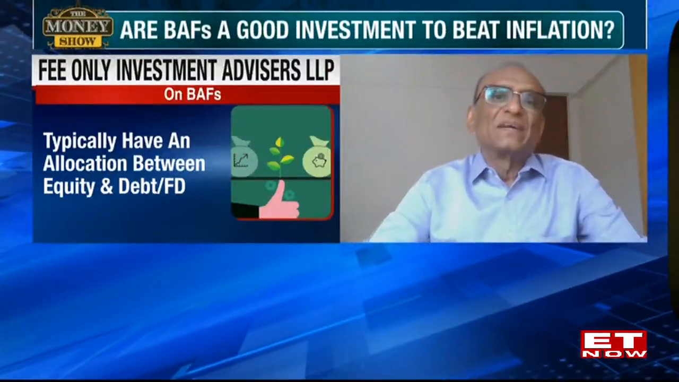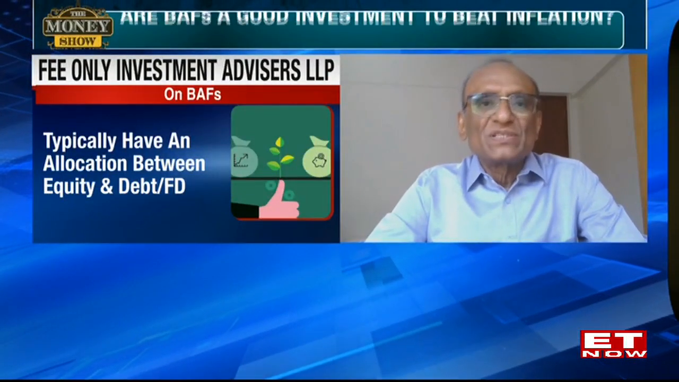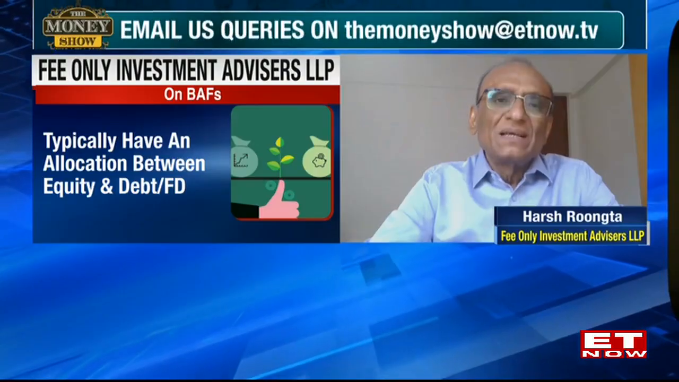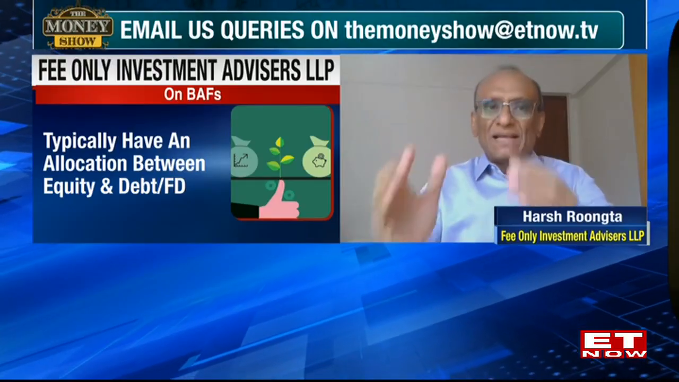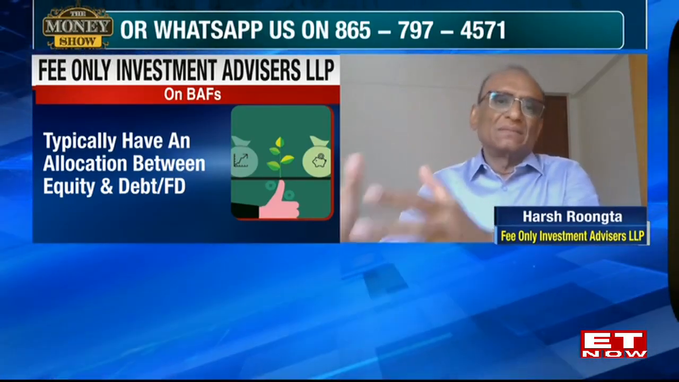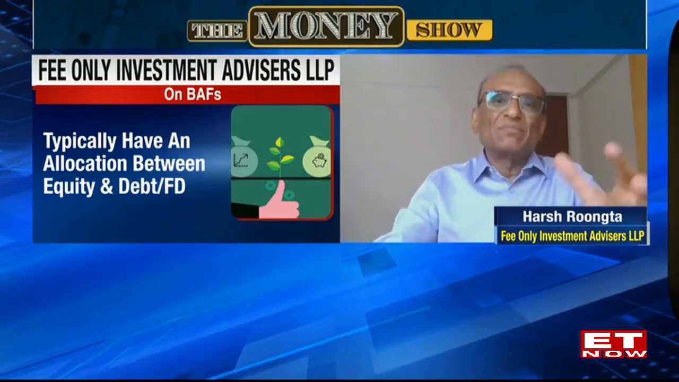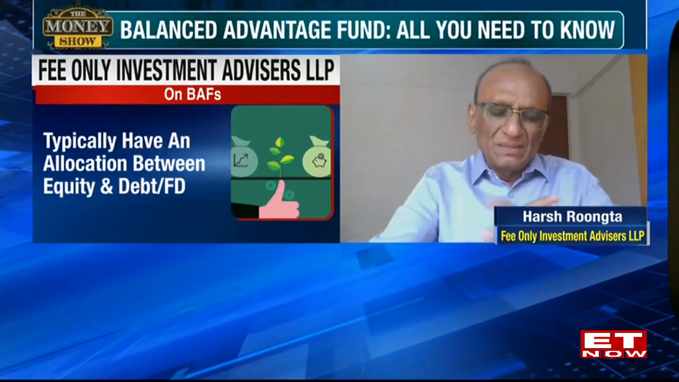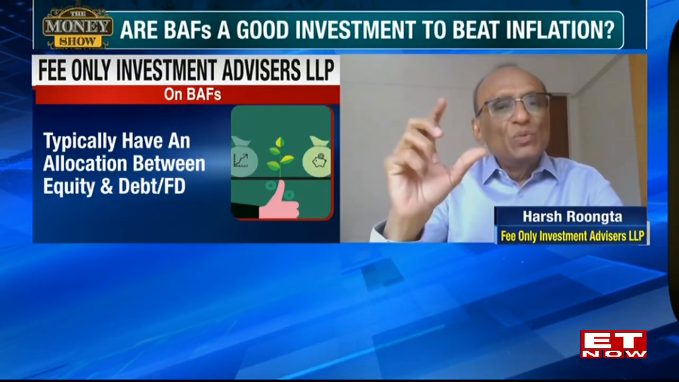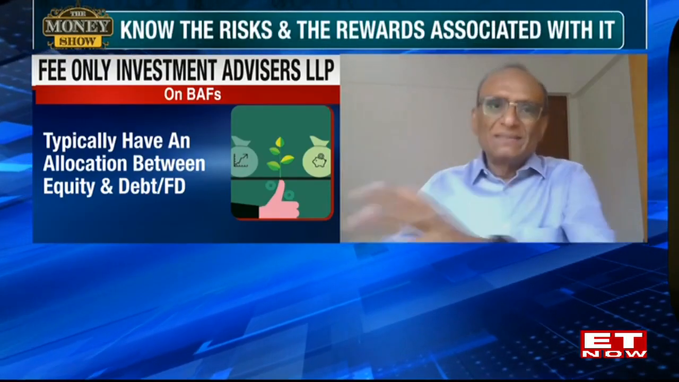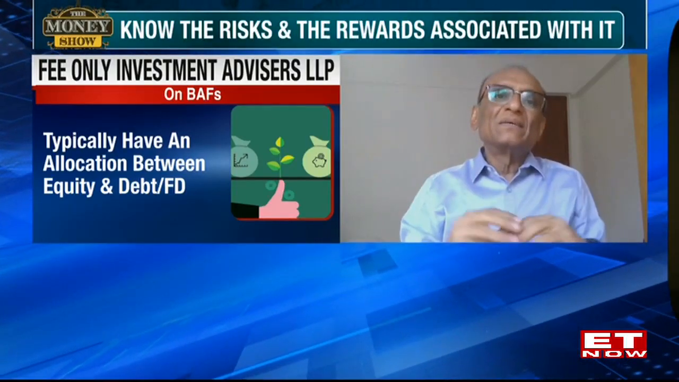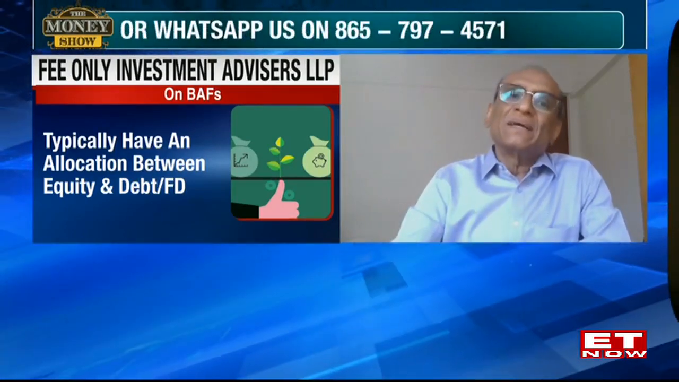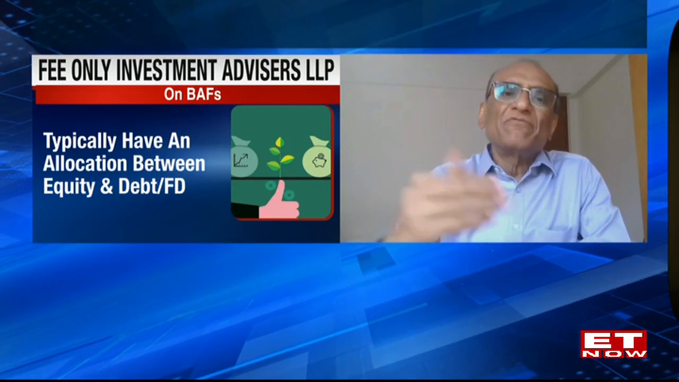Balanced advantage fund, as the name suggests, has an allocation between equity and debt or fixed deposit type of instruments. Basically, the proportion between equity and the debt portion is determined by a formula. It is not determined by the fund manager's view, but it is determined by a formula.